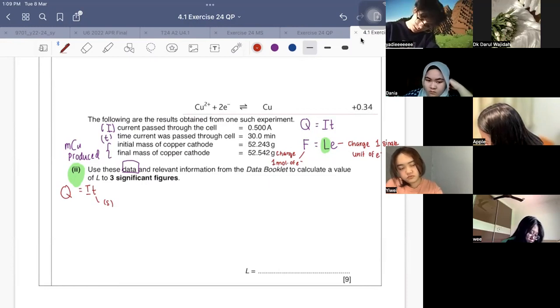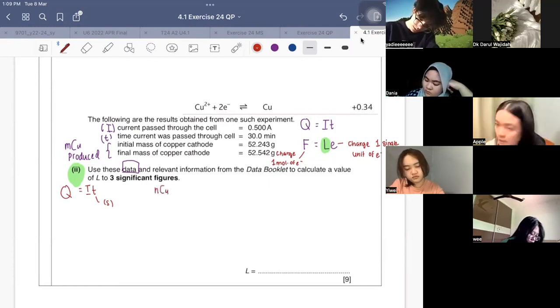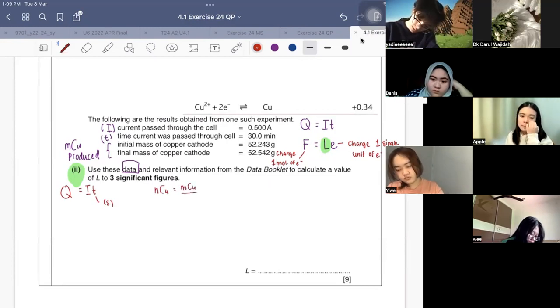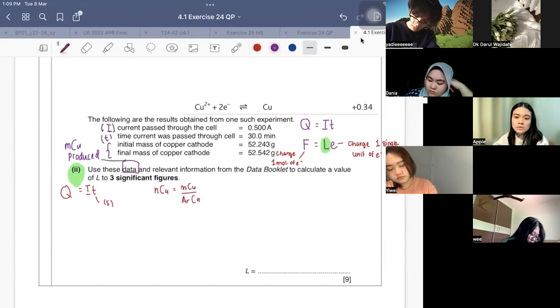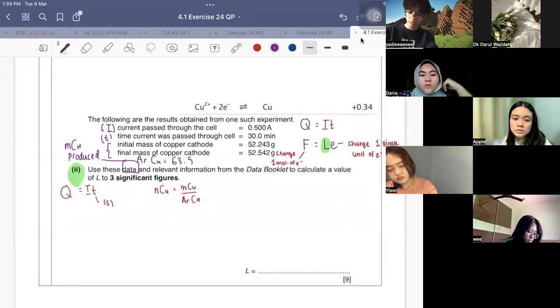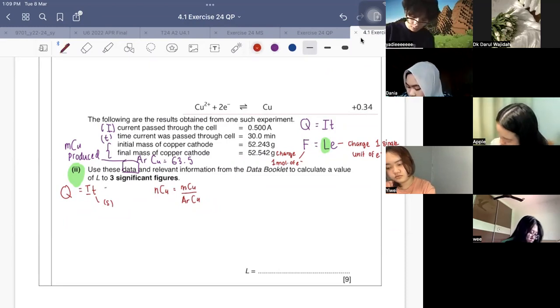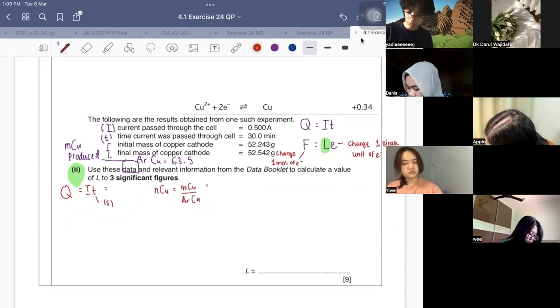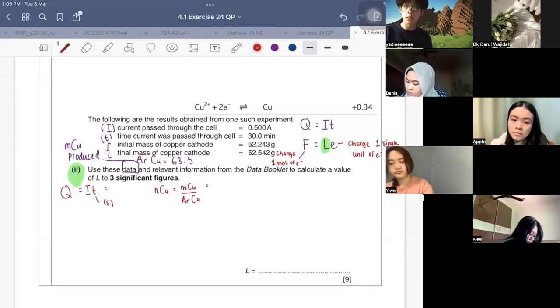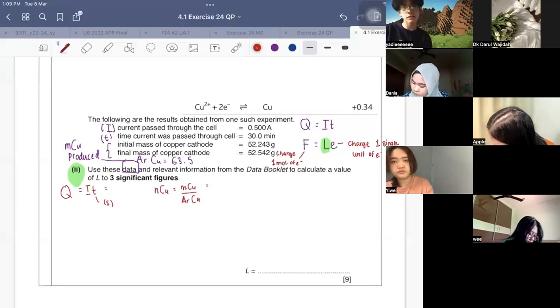And because you know the mass of copper, you can find the number of moles of copper, which is mass over AR of copper. I can tell you the AR of copper is 63.5. So I'll let you find the numerical answers to these 2 questions, and I will check if it agrees with the marking scheme.